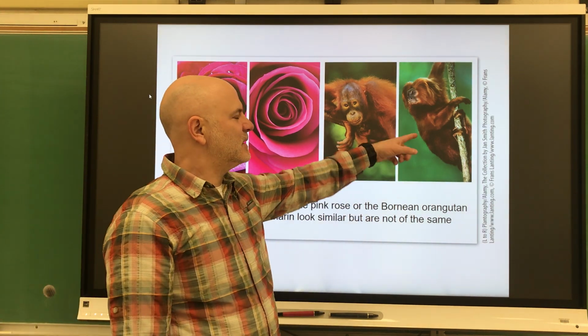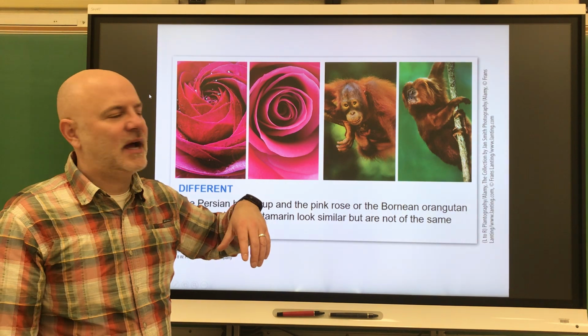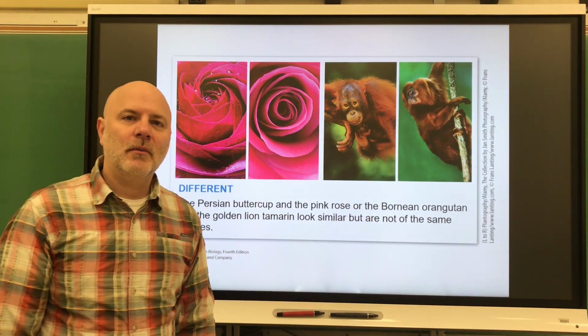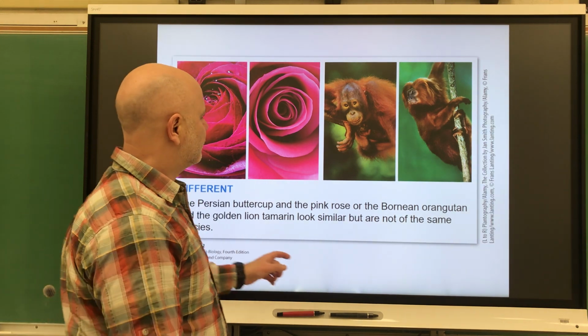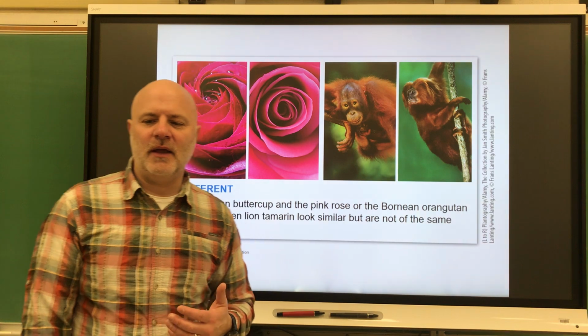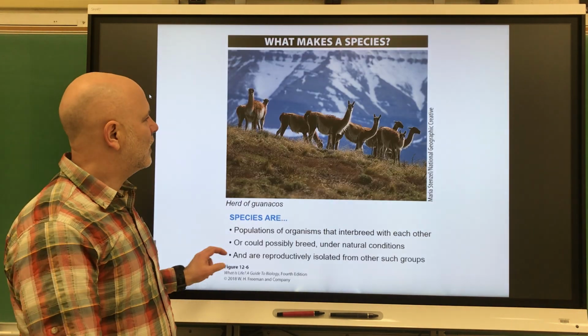Now, these guys, even in this picture, look kind of similar. They're very different in size. Tamarins are about this big, where orangutans are much, much larger. So, anyway, what it's saying is, even though things may look similar, they're probably a different species. Okay?